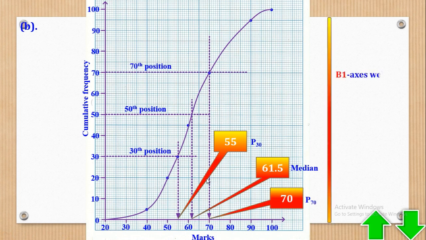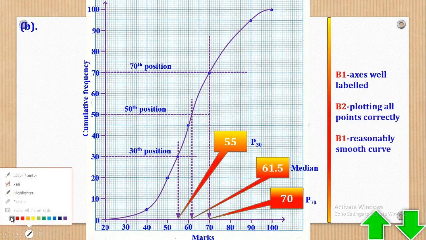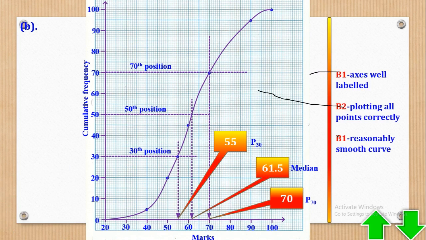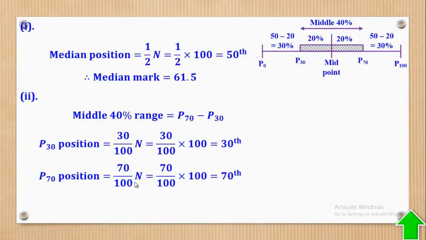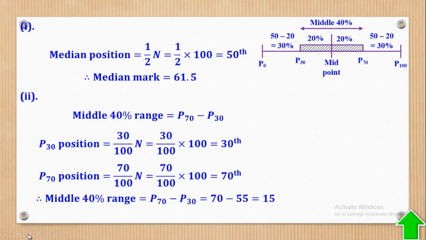So let's first see how marks can be awarded for this part. B1 for the axes well labeled, B2 for plotting all points correctly, and B1 for the reasonably, note this word, reasonably smooth curve. So the curve must be reasonably smooth. Now that we have got P30 and P70, we shall go back and substitute to get the middle 40% range. So basically that's what they wanted.